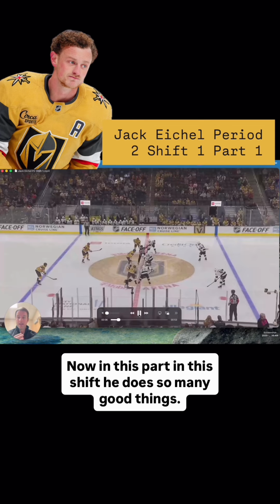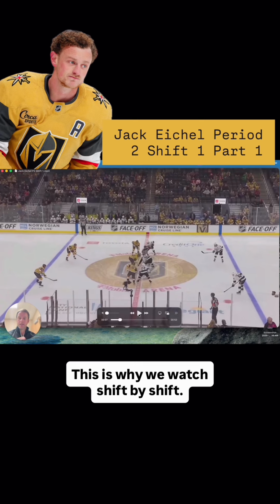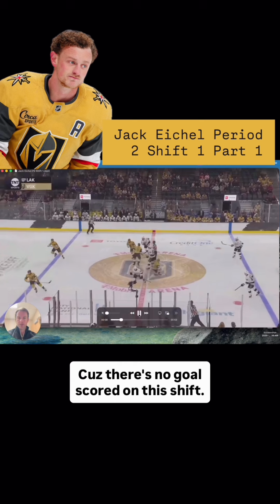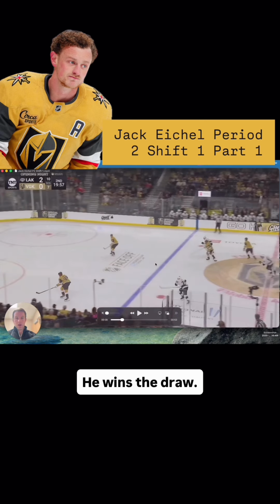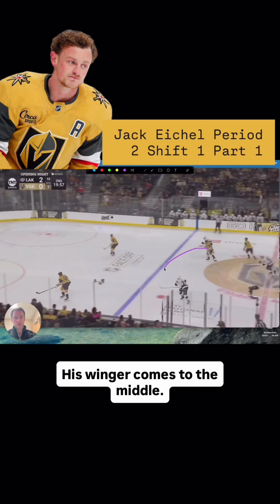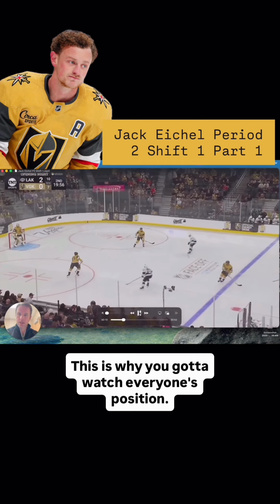Now, in this shift, he does so many good things. This is why we watch shift by shift, because there's no goal scored on this shift, right? It's not a highlight, but that's not what we teach. We teach hockey IQ here. He wins a draw. His winger comes to the middle, so he automatically gets the wing and posts up, and he switched positions, right? This is why you've got to watch everyone's position.